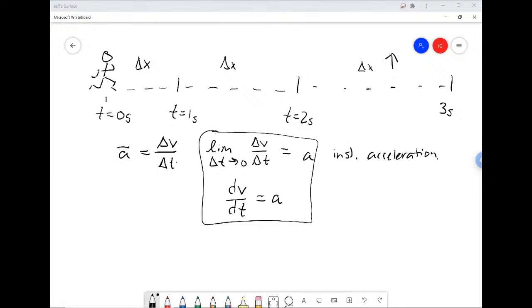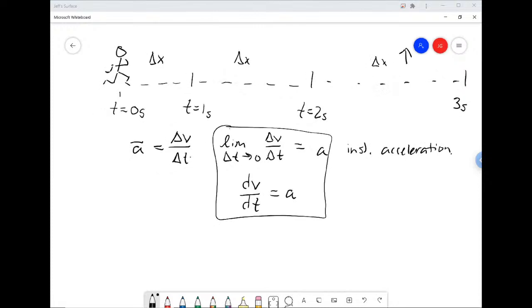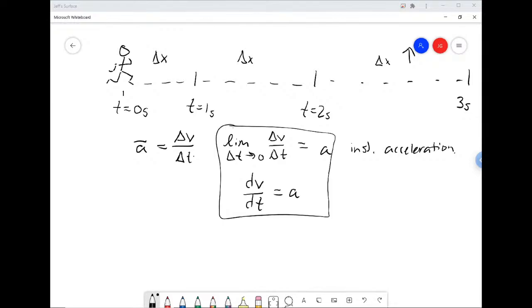So back to our task at hand. What I've done is I've laid down for you 2 physics first principles. One is the definition of velocity, and the other is the definition of acceleration. Velocity is change in displacement with respect to time. Acceleration is a change in velocity with respect to time.